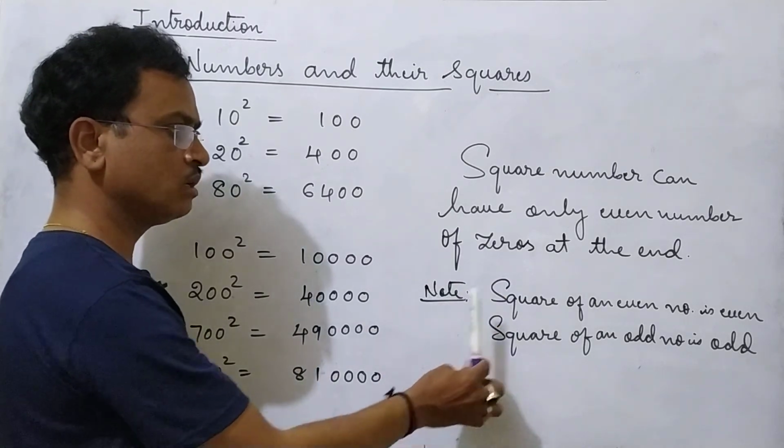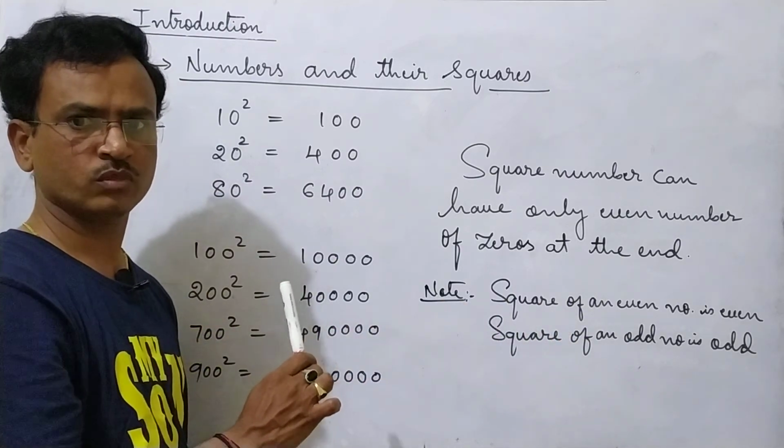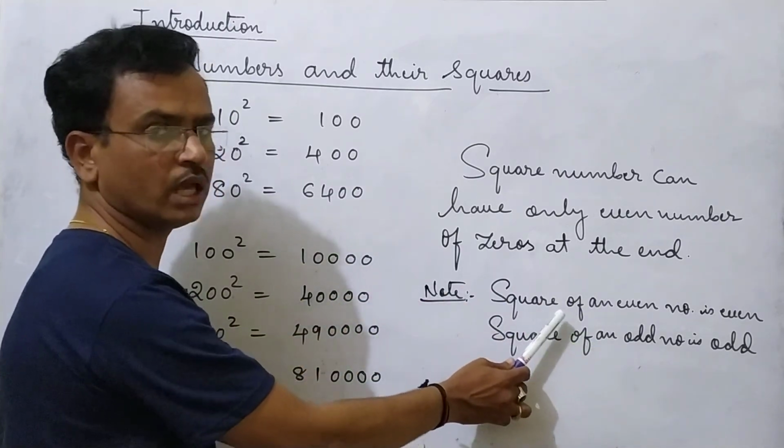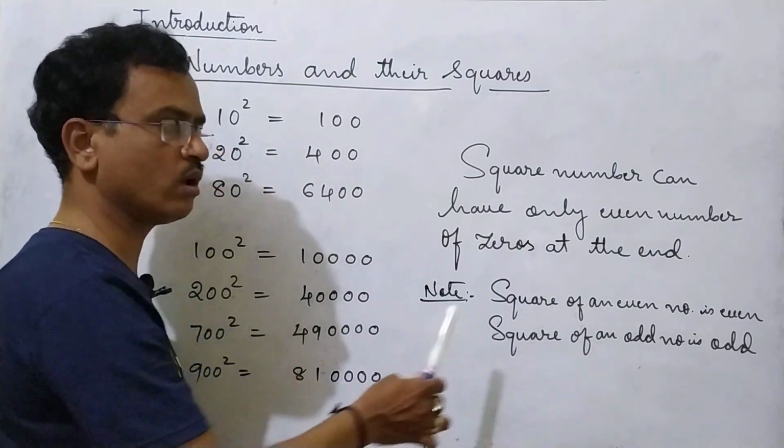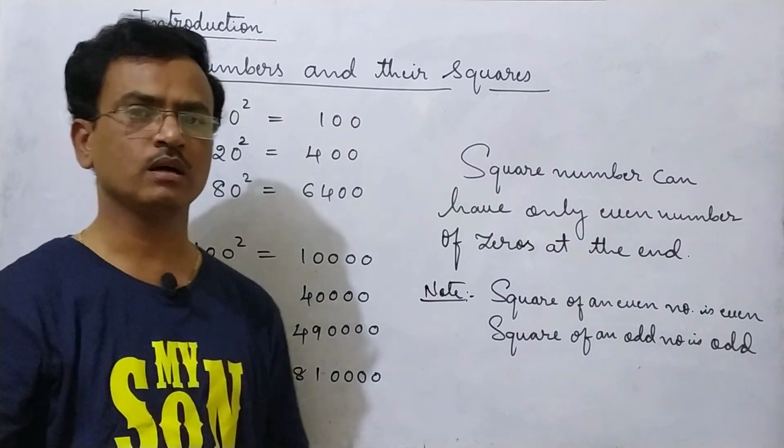Next point you see, the square of an even number is even. Square of an odd number is odd. Okay. So the remaining part we will see in the next video.